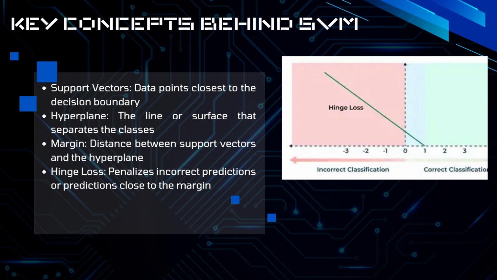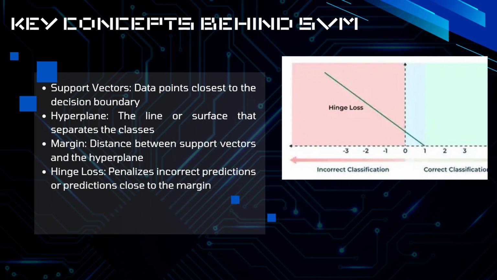Generally, the hyperplane is a line or surface that separates the classes. In 2D, it's a line. In a higher dimension, it is a plane, also known as a hyperplane. So if it is a 2D class, then it is called a line, and if it is in a higher dimension, like a 3D class, then it is called a hyperplane. Margin is the distance between the hyperplane and the support vectors. A larger margin generally means better generalization.